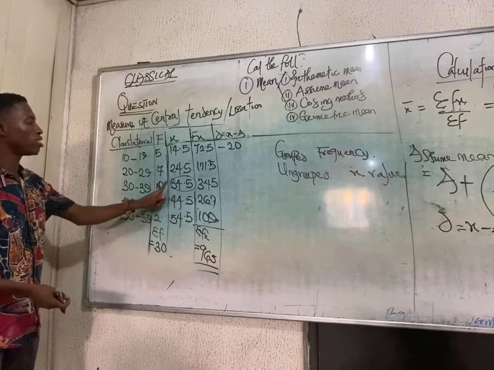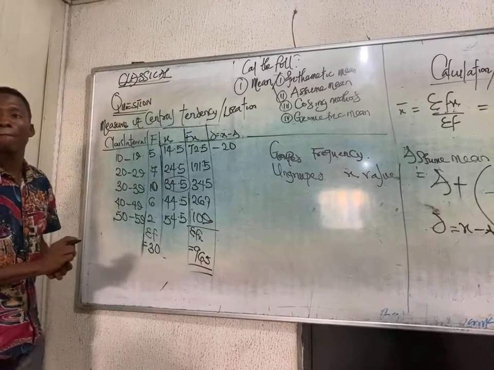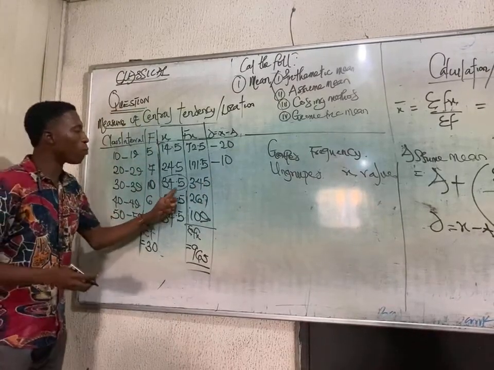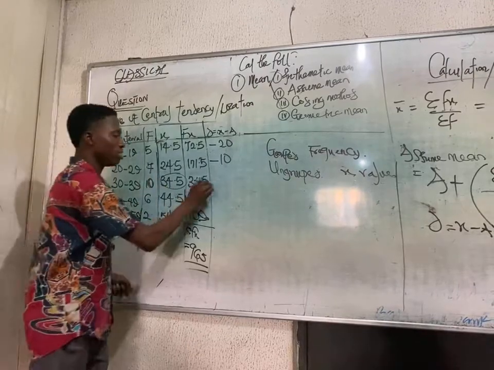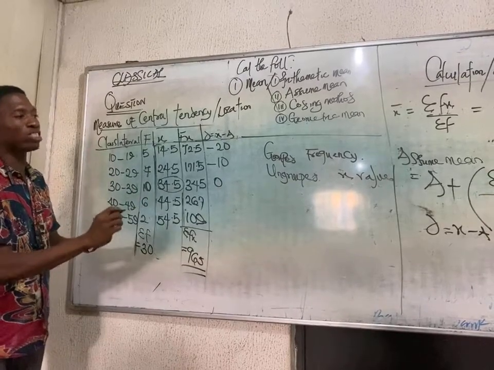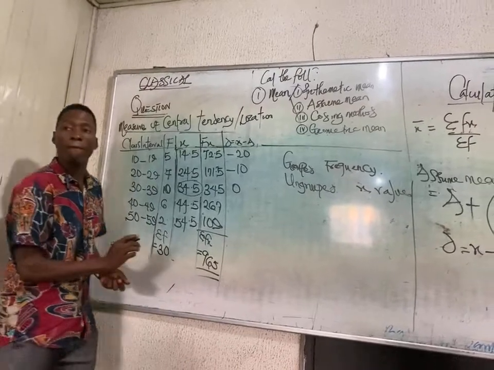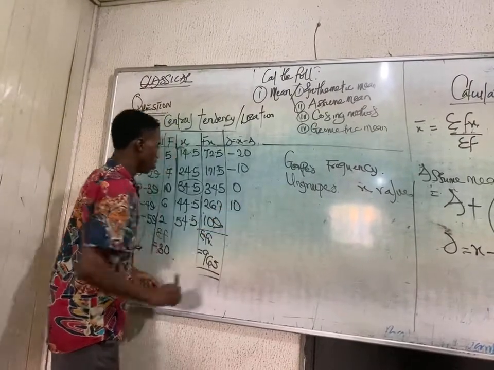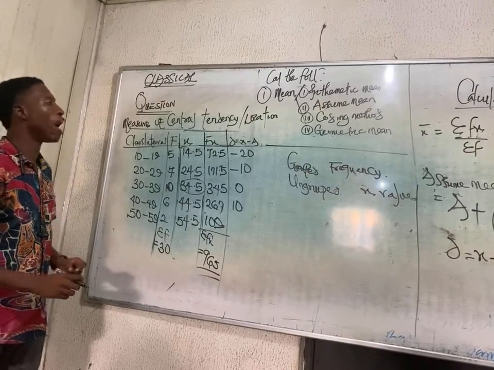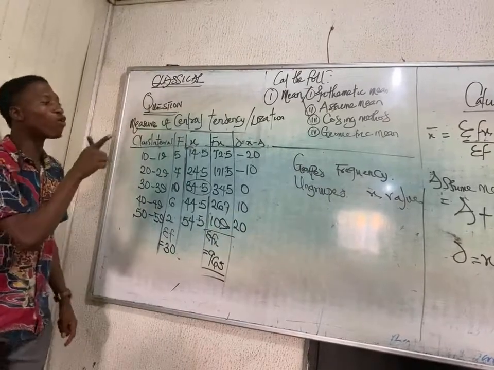The next one is 24.5 minus 34.5, will give me minus 10. The next one is 34.5 minus 34.5, will surely give us 0. 44.5 minus the assume, which is 34.5. So 44.5 minus 34.5 will give us 10. So the last one, which is 54.5 minus 34.5, 20. So let's fall back to the formula.